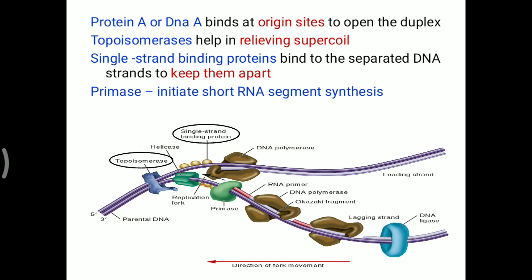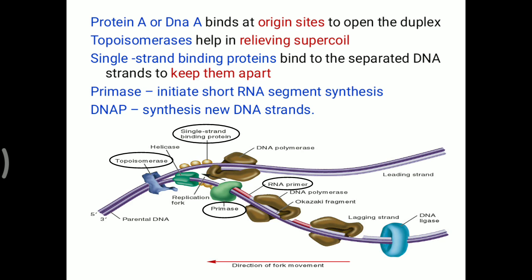Further, primase. Once SSB is attached, primase activity will be there, which will initiate short RNA segment formation. Here you can see primase in the picture. With the help of this primase, the RNA primer is synthesized. Once the RNA primer is synthesized, DNA polymerase will work and synthesize the new DNA strand. So before DNA strand formation, topoisomerase as well as protein A and SSB as well as primase are needed.